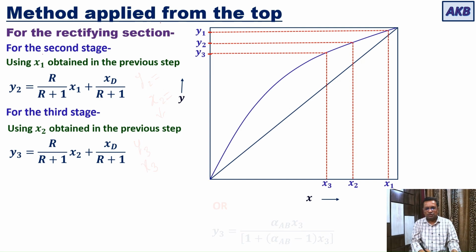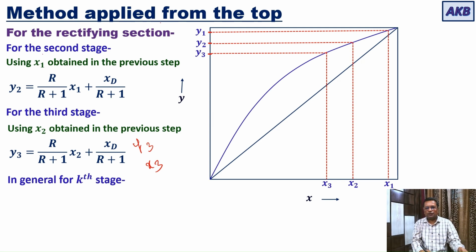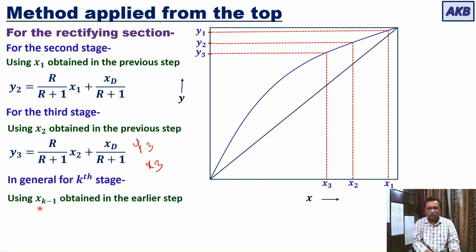Then, for the third stage, you have now got the value of y3 and the value of x3. So in general, if you keep doing this and reach any stage, say the kth stage, the equation will be written like this. And for writing that equation, we will need the value of x that was obtained in the previous step, that is, the value of xk minus 1.